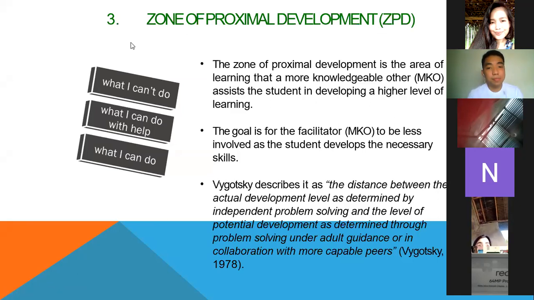Vygotsky describes it as the distance between the actual development level as determined by independent problem solving and the level of potential development as determined through problem solving under adult guidance or in collaboration with more capable peers. So the zone of proximal development is the distance, from this side, where you help the child, up to this side. The assistance that we give, that's the ZPD.